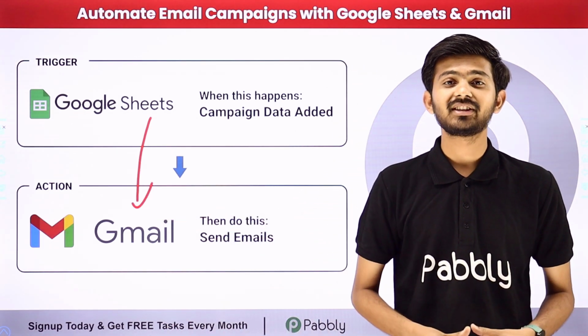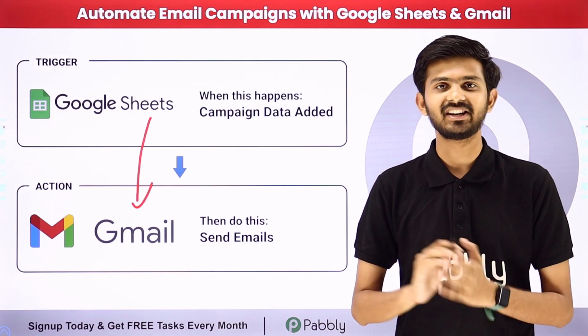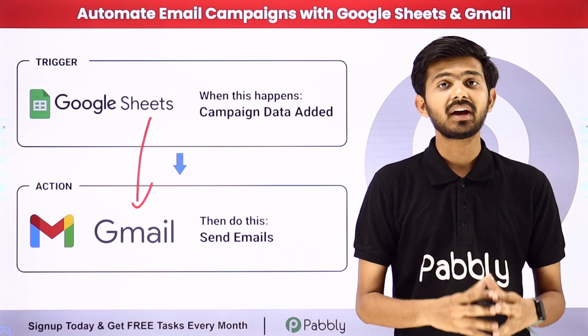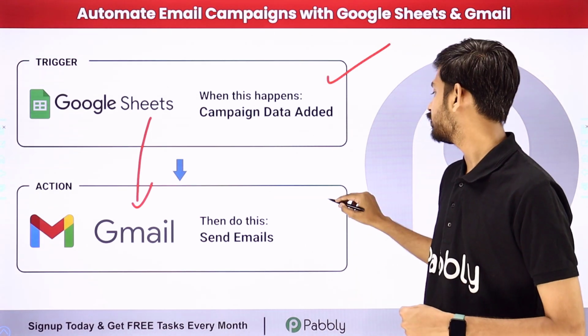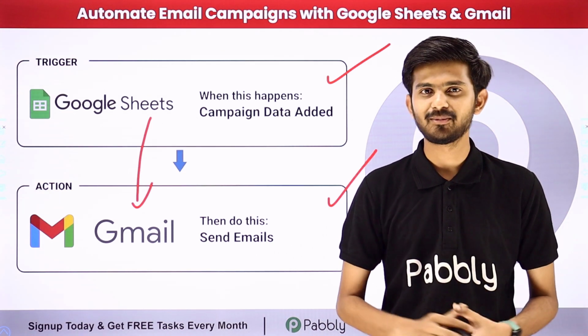So for building this connection, I'm going to use Pabbly Connect, which is an amazing software for automation and integration. In Pabbly Connect, I'm going to use Trigger and Action. In the Trigger application, I'm going to use Google Sheets. In the Action application, I'm going to use Gmail. So how am I going to build this connection? For that, let me take you to my computer screen.